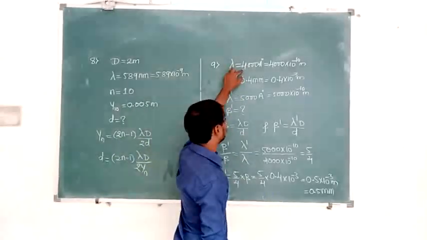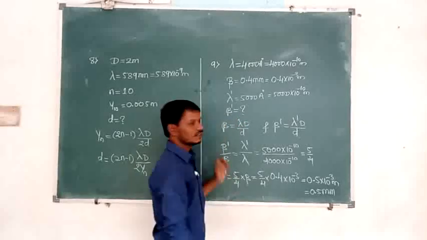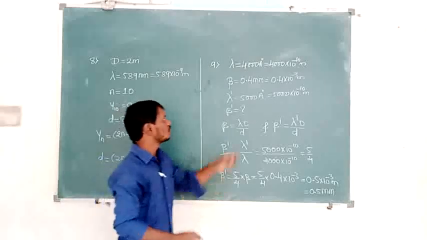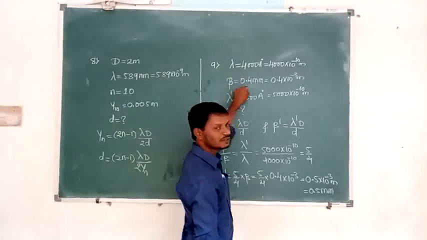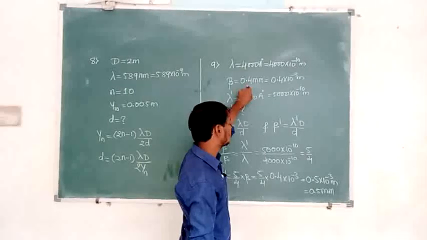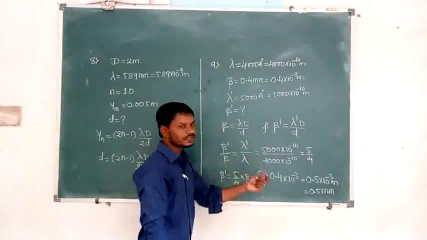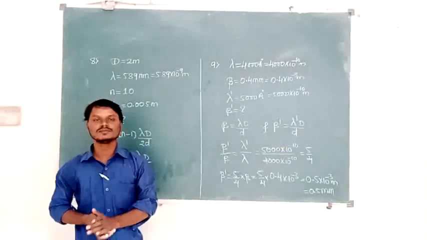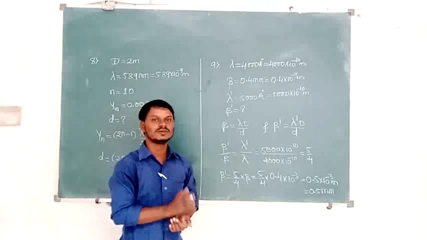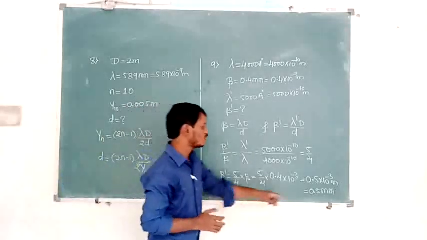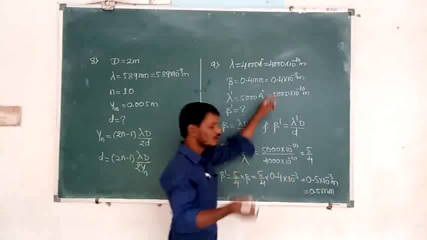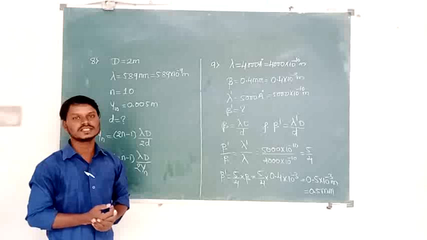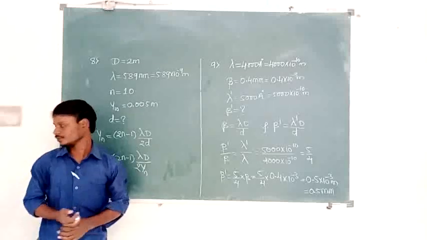See here, as the wavelength increases, fringe width also increases, because here fringe width and wavelength are directly proportional. So for the wavelength 4000 angstrom, what is the fringe width you got? That is 0.4 millimeter. But for the wavelength 5000 angstrom, how much fringe width you got? That is 0.5. It is increasing. How much increase in fringe width? The question is the change. What is the change in fringe width? Now subtract 0.5 and 0.4, that is 0.1 millimeter. So the change, the increase in fringe width, is 0.1 millimeter.